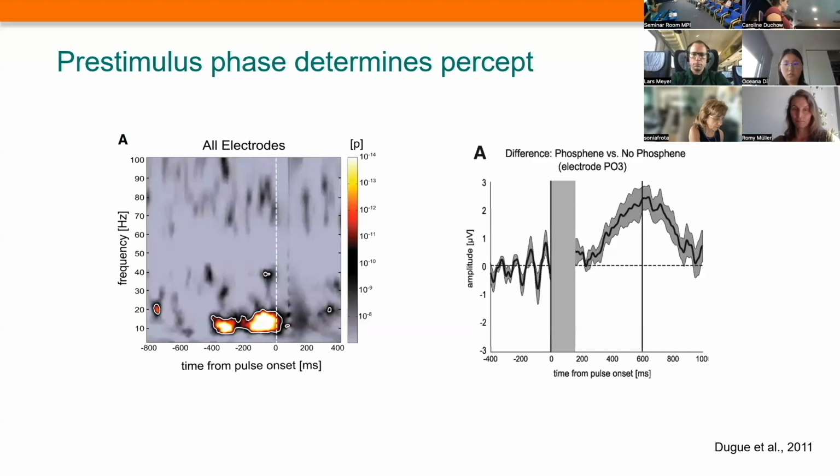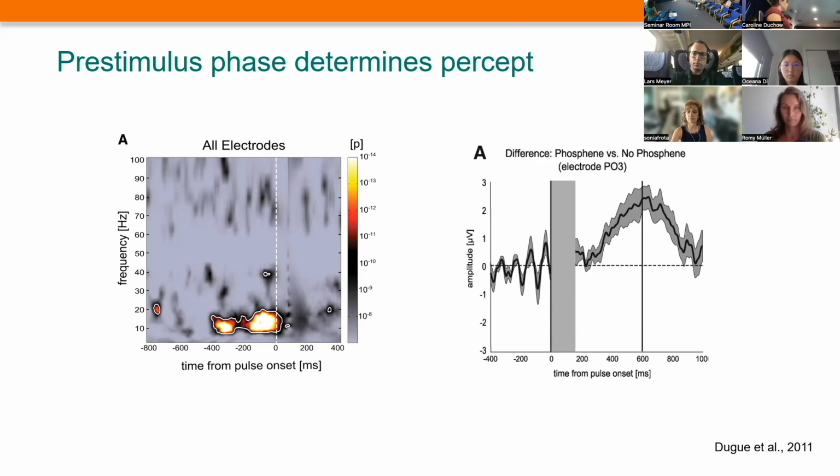And what they did is they compared the phase at which participants detected the phosphene versus when participants didn't detect this phosphene, and then looked back at the EEG whether the phase at which this TMS pulse was presented was related to the perception of the participants. So here, this is actually the ERP, and this is a difference between whether participants perceived the phosphene or not. So here's the TMS pulse. That's why it's blanked out, because it contains a very big artifact.